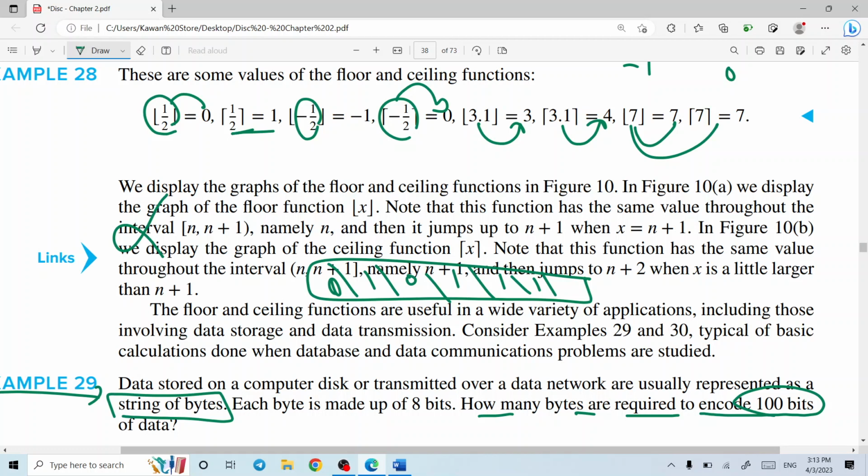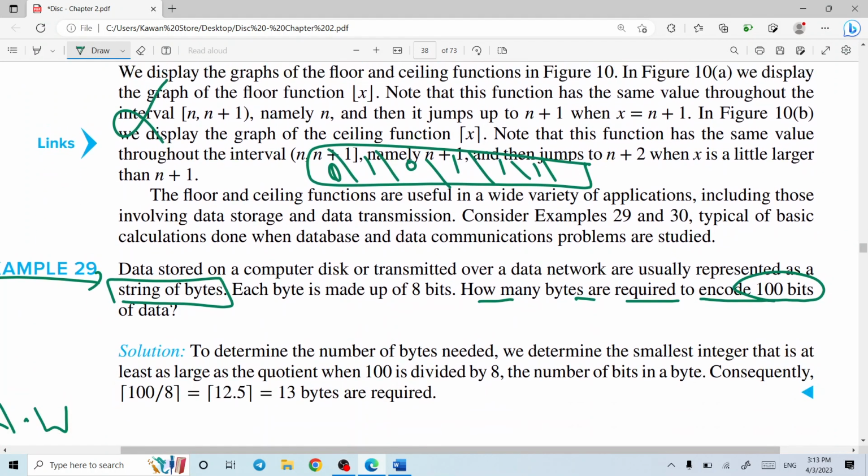How do you know? We divide by 8. I will get what? But in that case, you should use the ceiling because some bits remain. If bits remain, we are not going to throw them away. We should put them in a new byte, you know? If 1 bit remains, we should bring 1 byte and put it in. So that's why we are going to use the ceiling: 13, not 12.